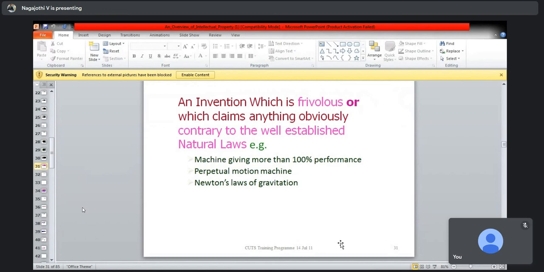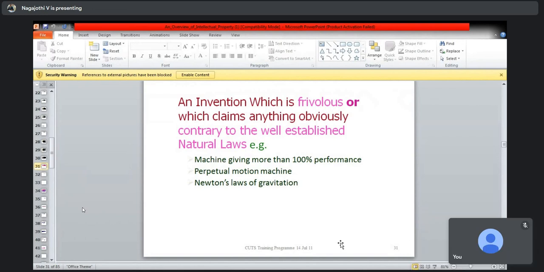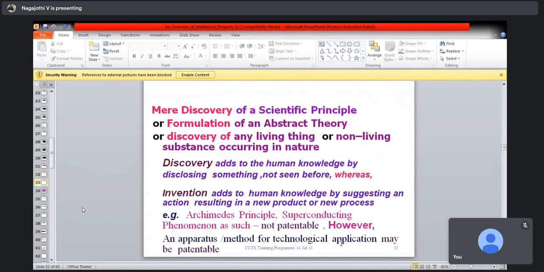For example, a machine giving more than 100% performance is not possible. Likewise the perpetual motion machine, and Newton's law of gravitation. There are certain things which you can achieve only up to a limit, you cannot go beyond it. So it is not possible for you to go for such an invention. Also, the mere discovery of a scientific principle, or formulation of an abstract theory, or discovery of any living or non-living substance occurring in nature cannot be patented.